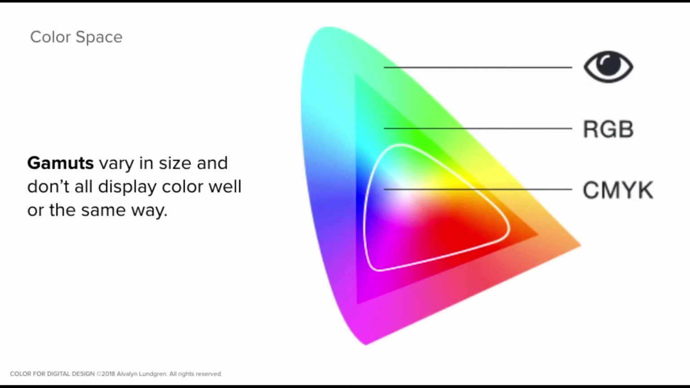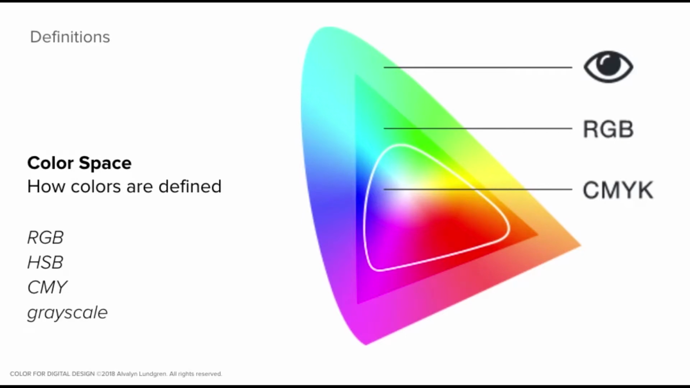So the same color will look differently in different color spaces. Every color space has its own gamut. Common color spaces we've already talked about are things like CMYK or RGB. Grayscale uses single color but ranges of value.